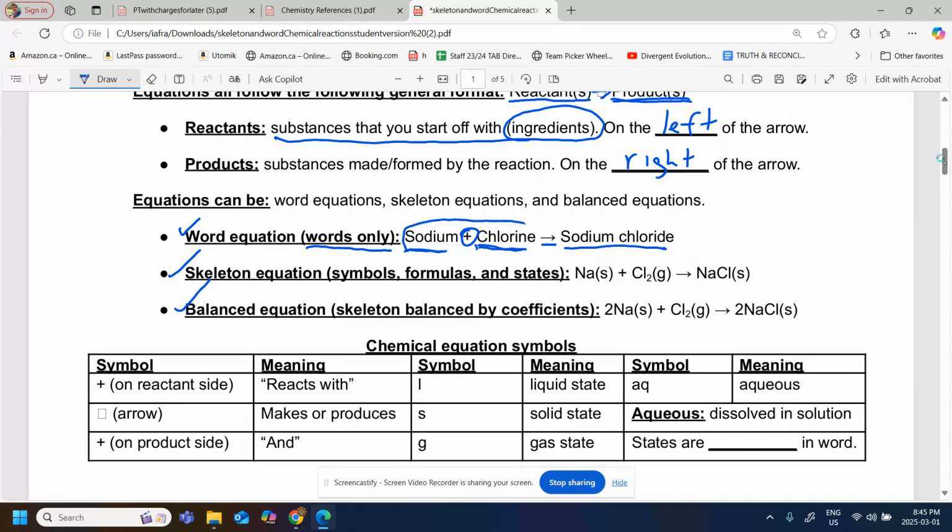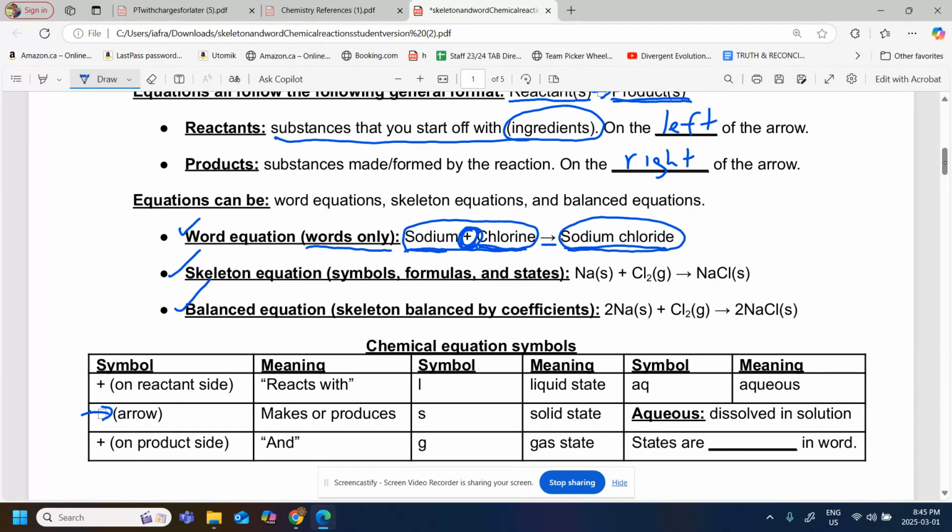So these are your reactants over here on the left side, and this is what's made on the right side. The plus basically means and. If it's on the reactant side, it could mean reacts with. The arrow means to produce or to make or produces.